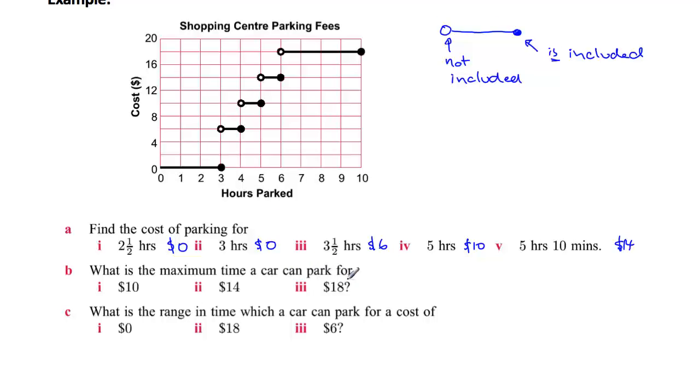Now, these are very important things to read. That's 18. Let's go back to 10, first of all. The maximum time. If we go to the 10 level, that's here, they can go right up to here for our $10. So we could park for 5 hours exactly for $10. And for $14, that takes us up here. We could park for 6 hours. And of course, for $18, we could go right up to 10 hours.